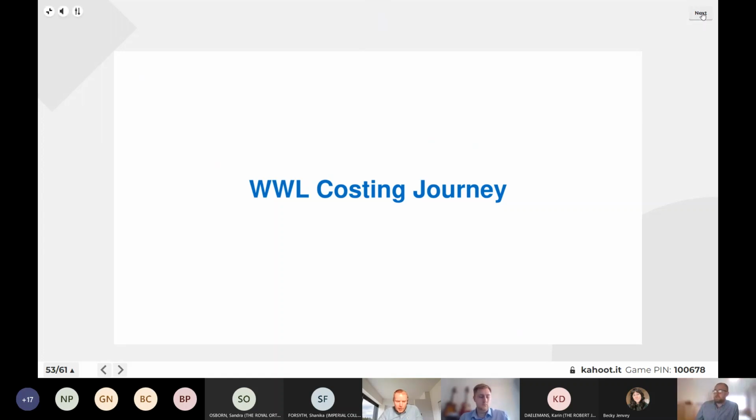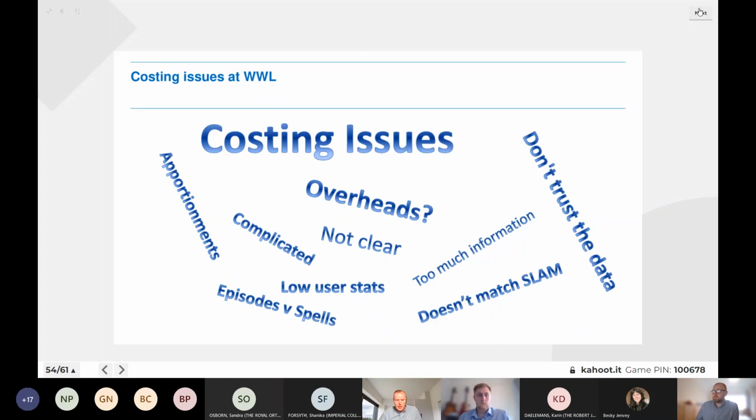So I'm just going to talk about the costing journey at WWL. Our costing journey started in 2009, and since then we've been quite well established at the trust. We've had quite a few costing audits which told us that our processes for engagement were great. However, we knew there was still room for improvement, as we were occasionally getting feedback from clinicians that they didn't understand the data, it was too complicated, what is a trust overhead, and whether the cost should actually be theirs, and so on. Next slide, please.